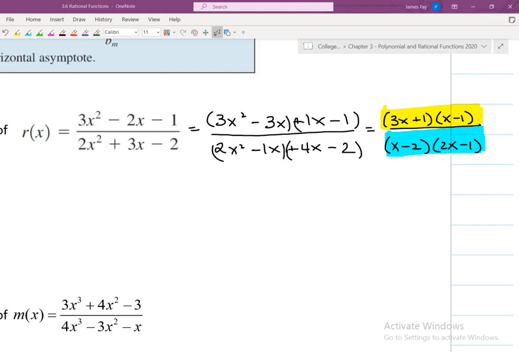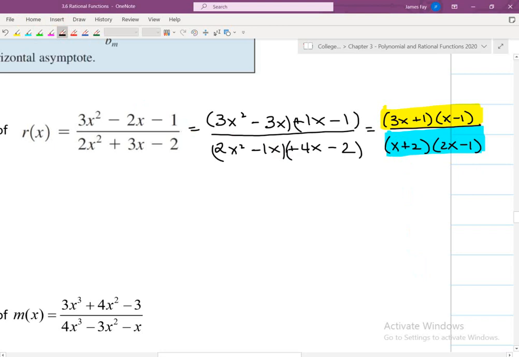Where? This is x plus 2? Yes, you're right, because of that plus sign right there. Yep, you're good. Thank you. So those are what we get, right?